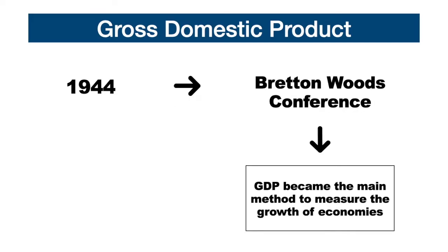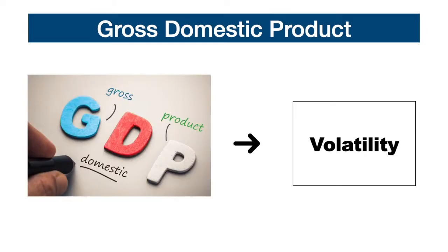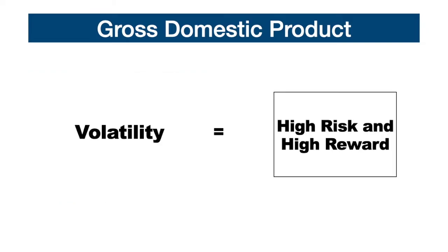In 1944, at the Bretton Woods Conference, the GDP became the main method of measuring the economy of a particular country. The GDP reports have a strong influence on the market sentiment, and often shake the market with high volatility. This volatility can last for hours, especially when results deviate significantly from the analyst's forecasts.